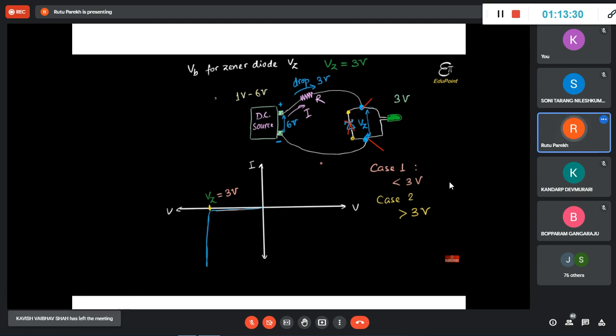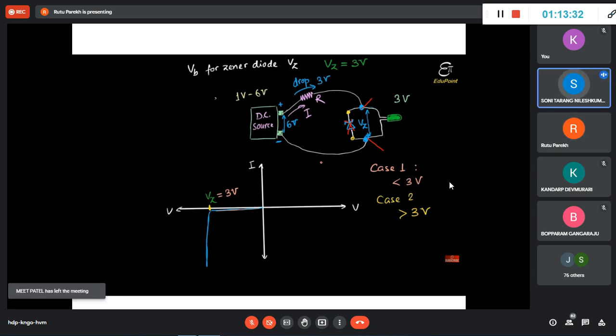Do you understand? Yes, ma'am, I understand. My question is, let's say at 3 volt also it is conducting, but it will give 3 volt only. So this guy will get 3 volt only. Yes, my question, I just wanted to confirm that will the current be 0 across the circuit?